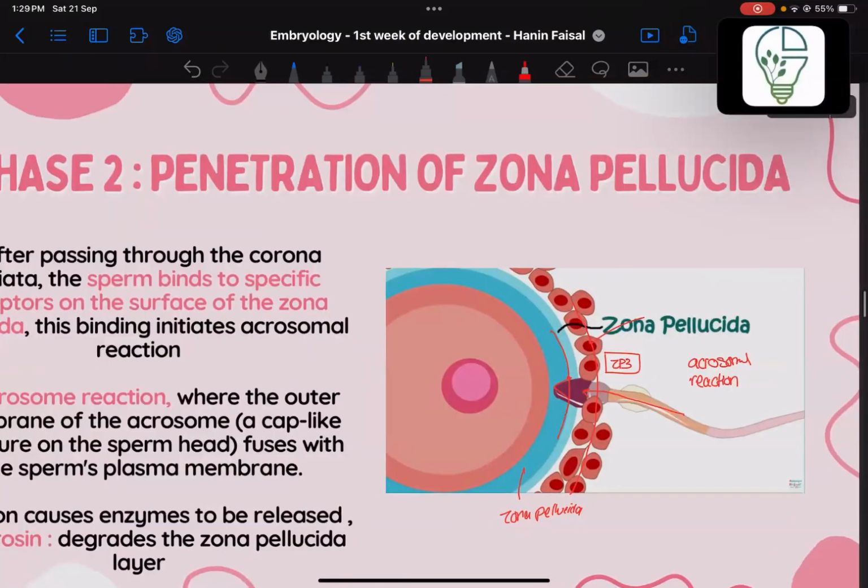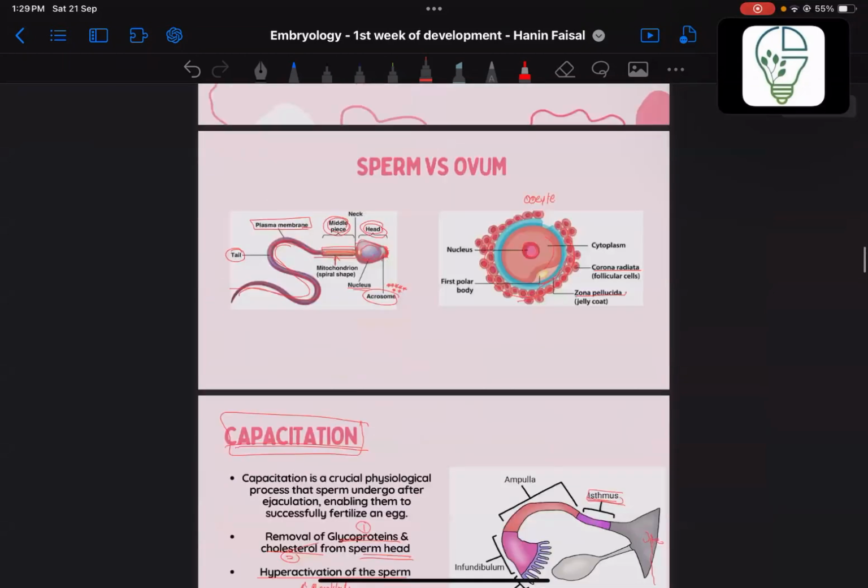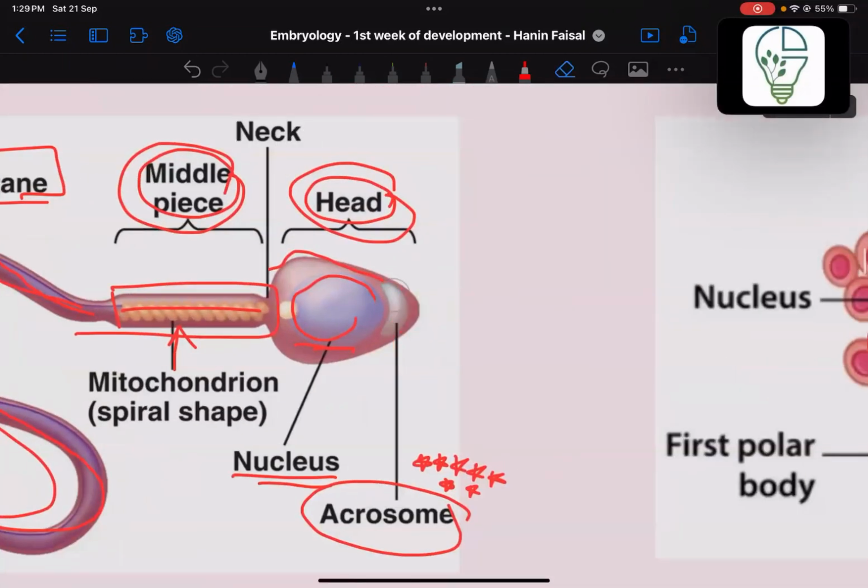To understand this, let's look at the structure of the sperm again. Here's the acrosome, and the thing surrounding it here, this is the plasma membrane. Is there a space between the acrosome and the plasma membrane, or is it attached together?